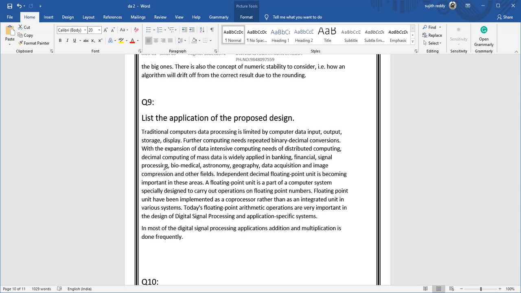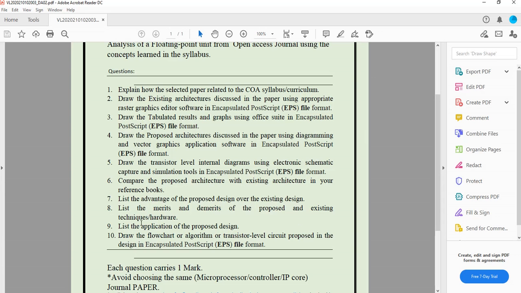A floating point unit is a part of a computer system specifically designed to carry out operations on floating point numbers. The floating point unit has been implemented as a coprocessor rather than an integrated unit in various systems. Today's floating point arithmetic operations are very important in the design of digital signal processing and application specific systems. In most digital signal processing applications, addition and multiplication are done frequently. So for the 10th question, draw the flowchart of the algorithm or register transfer level circuit proposed in the design in encapsulated file format.